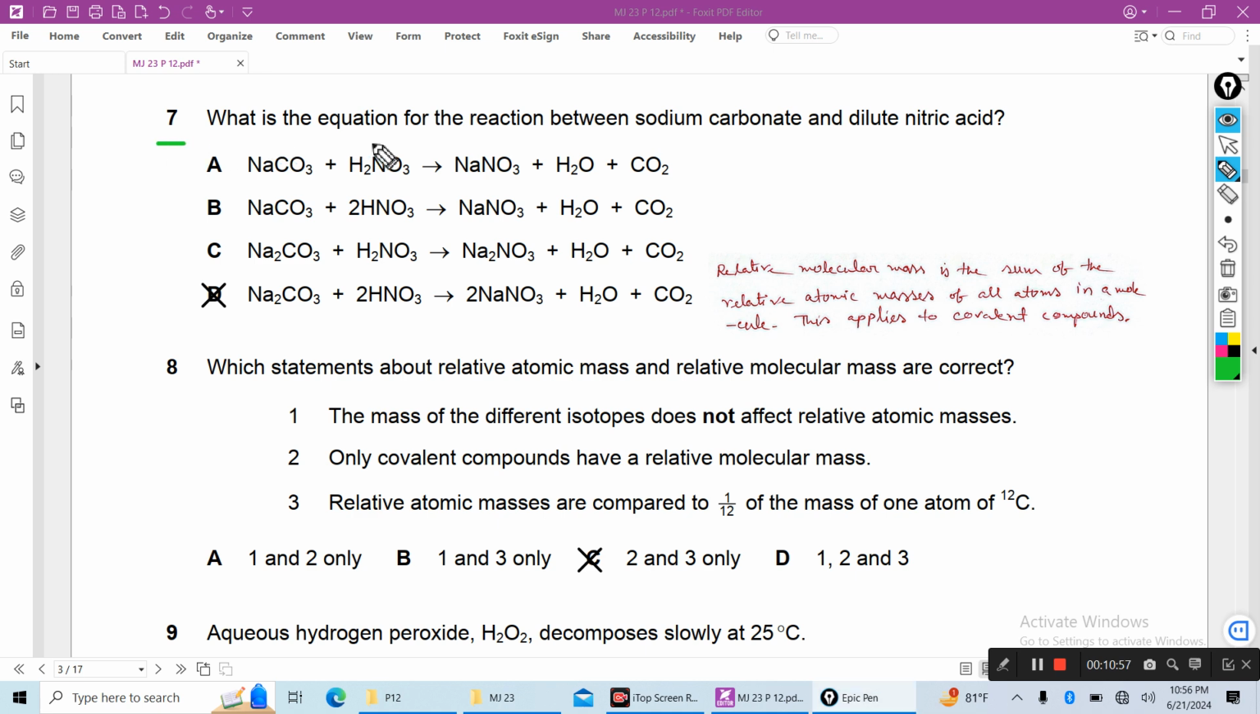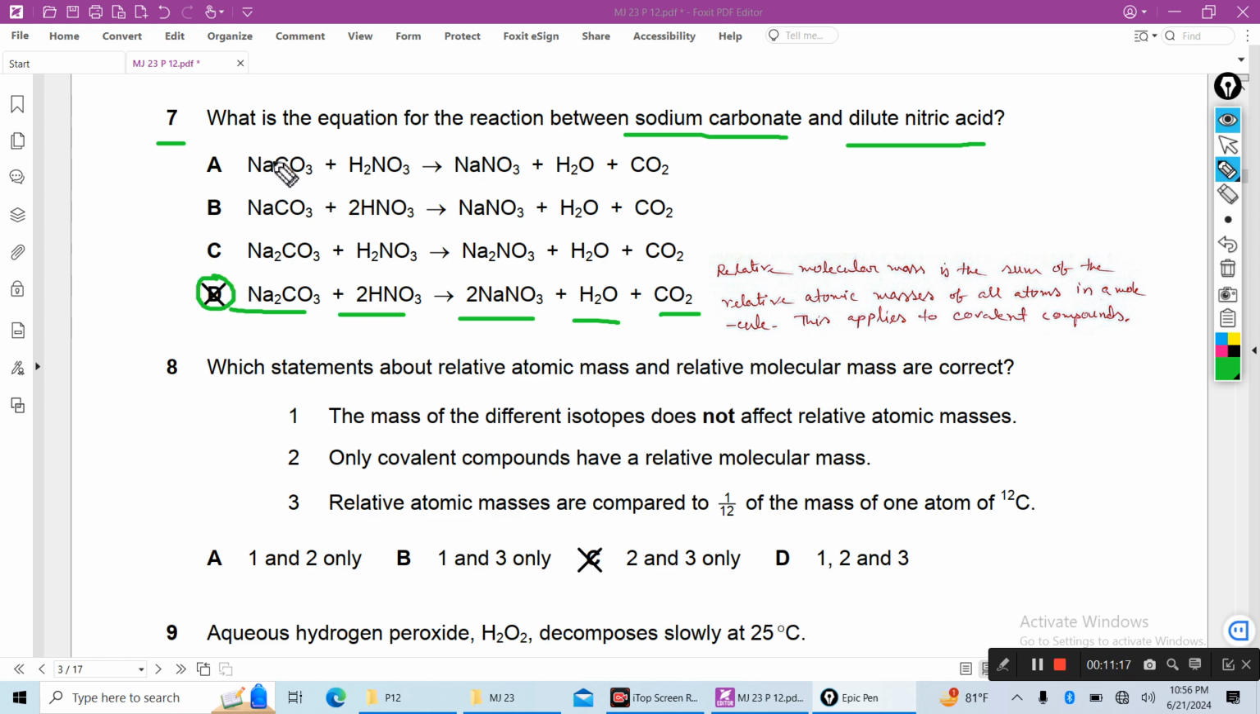What is the equation for the reaction between sodium carbonate and dilute nitric acid? Carbonate salt reacts with nitric acid to form nitrate salt plus carbon dioxide plus water. So D is the right answer.